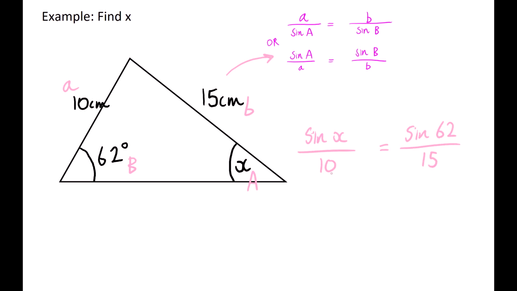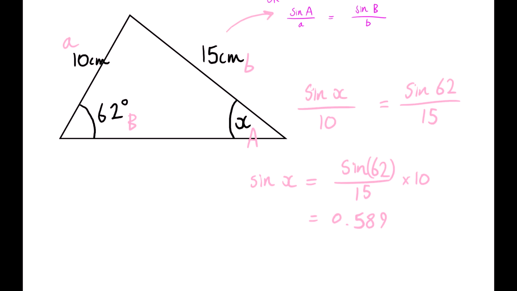Same trick as before. I want to get sine x by itself, so I'm going to have to times the right hand side by 10. And if I work that out, I get 0.589 to three significant figures. That's not my final answer. What I've got there is sine of the angle. And we should know if you've got a sine and you want to get rid of it, we have to use sine to the minus 1. So that means x will be sine to the minus 1 of what I just worked out here, my 0.589. And if you do that, you should get an answer of 36.1 degrees. Be careful of any rounding errors there, and that's the three significant figures again.